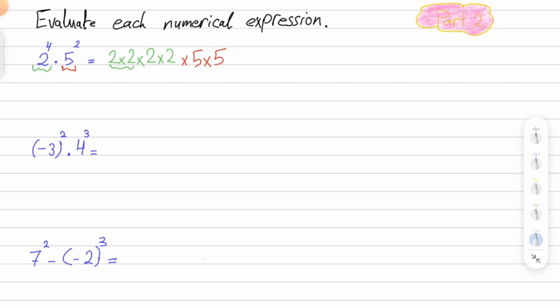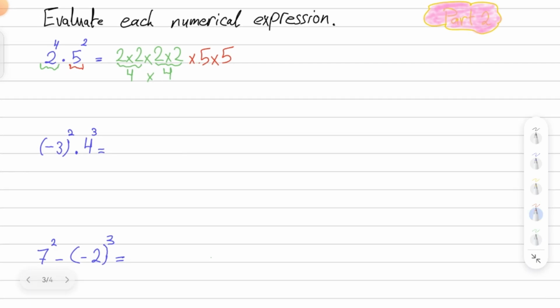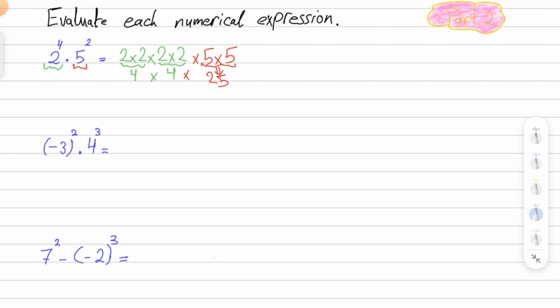2 times 2 is equal to 4. And here also 2 times 2 equals 4. And 5 times 5 is equal to 25. So now, let's simplify it more. 4 times 4 equals 16, times 25. We can find the answer using long multiplication. We're going to do it here.